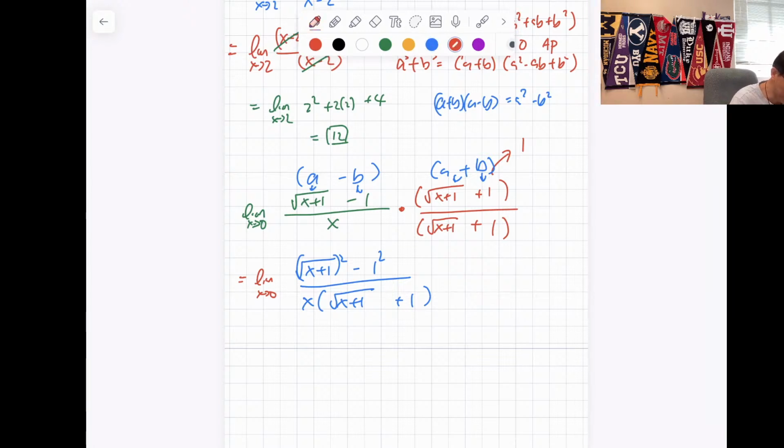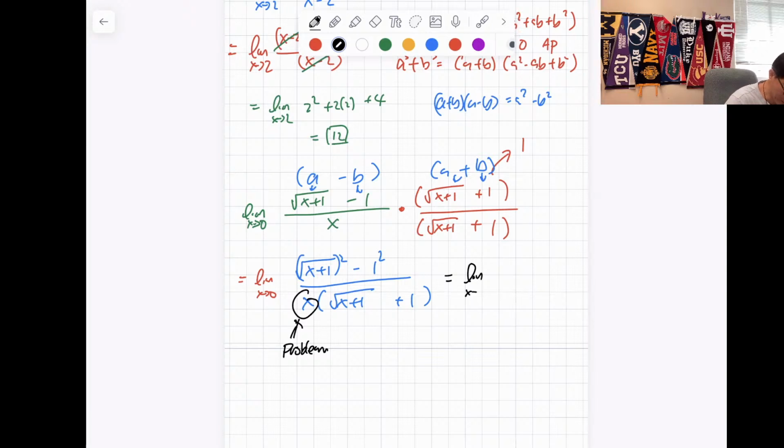Now, obviously, you're going to see this is a problem. Why is this a problem? Because if I plug in 0 for x, 0 times anything is going to be 0. So somehow you're going to get rid of this problem. I'm going to see what happens.